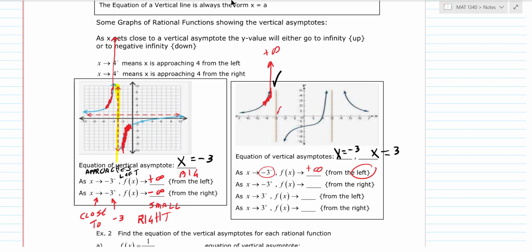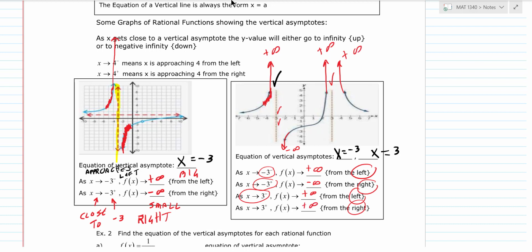The next one says as you're getting close to the asymptote of x equals -3 from the right, then the graph is going down, so that's negative infinity. It's either got to be one of the two, all right? Then these next two statements are saying as x gets close to 3 from the left, what's the graph doing? The graph's going up, so it goes to positive infinity. If you're going from the right-hand side, the graph's also going up, so that also goes to positive infinity.